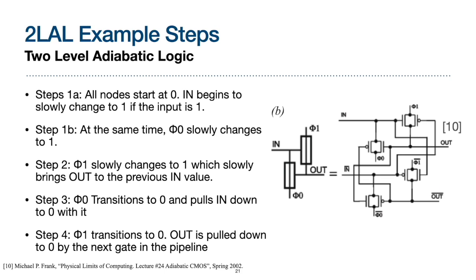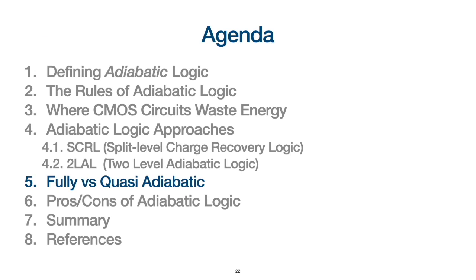For step 2 of the process, phi1 slowly changes to 1 as well, which slowly brings the output to the previous input state. Step 3 then has phi0 transition back down to 0 and pulls IN down to 0 along with it. And then step 4 transitions phi1 to 0, and then the output is brought down to 0 by the next gate in the pipeline. By performing the process in these steps, we can ensure that both rules of adiabatic logic are abided by the entire time. So that should conclude our brief summary on a couple of different fully adiabatic approaches to the problem.